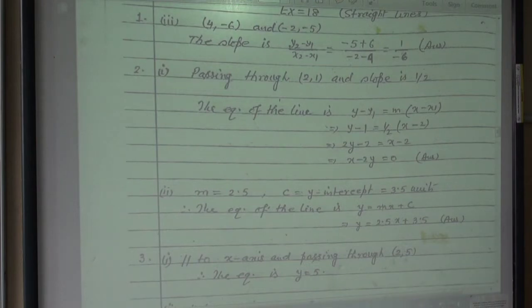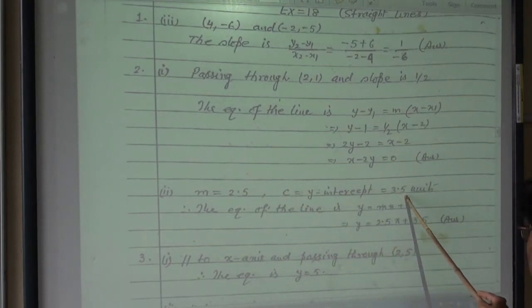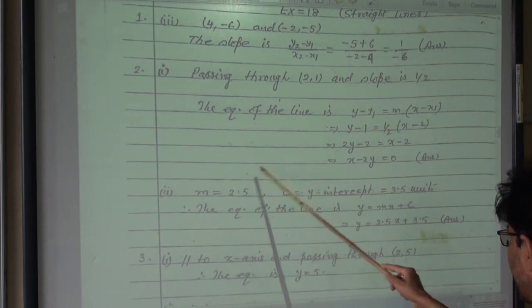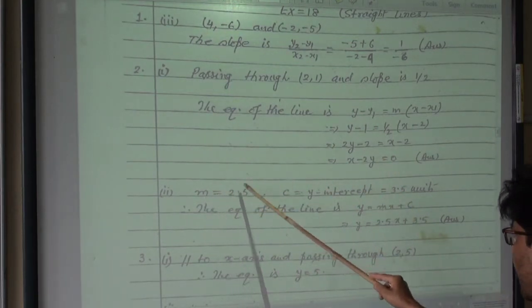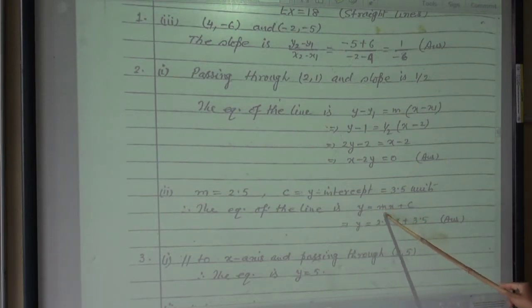Next question, m is given as 2.5. C means y-intercept, which is given as 3.5. Slope is given, y-intercept is given, so slope-intercept form. The formula is y equals mx plus c. Replace the m value and c value, and that is the answer.